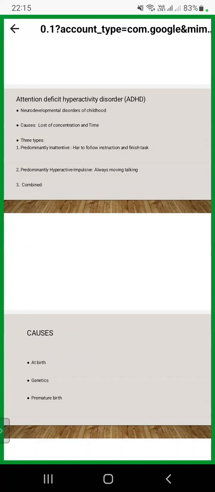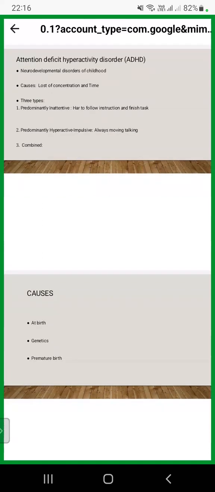There are three types that we come along to deal with. One of them is the predominantly inattentive. Those fail to follow instructions, they fail to finish tasks. Then you get the hyperactive ones, who like to run around non-stop, and then you get the combination of both. So then you get three.